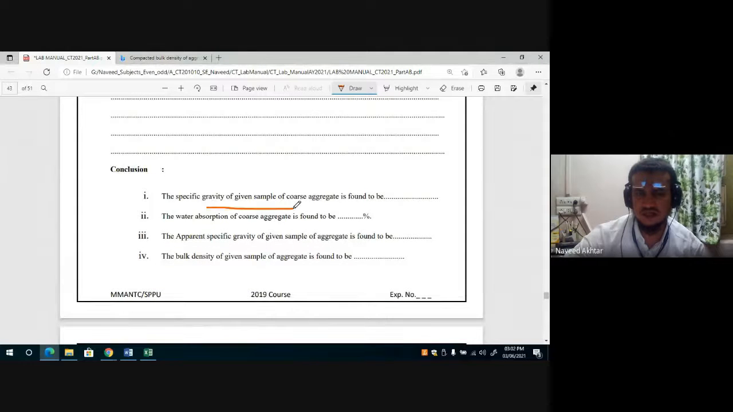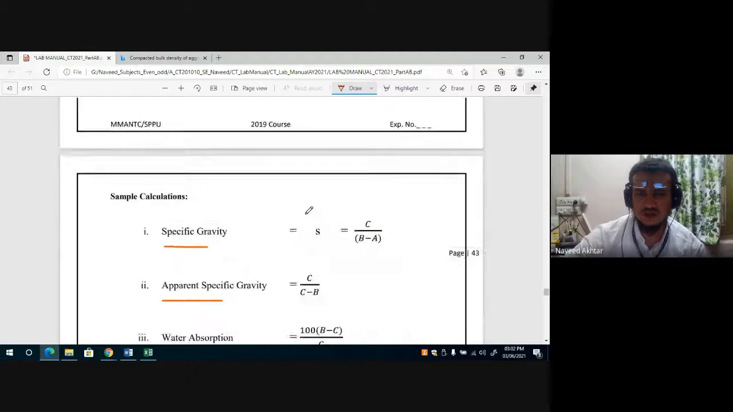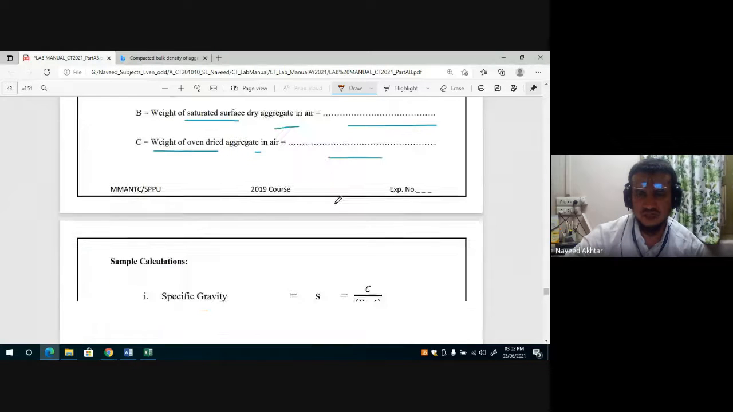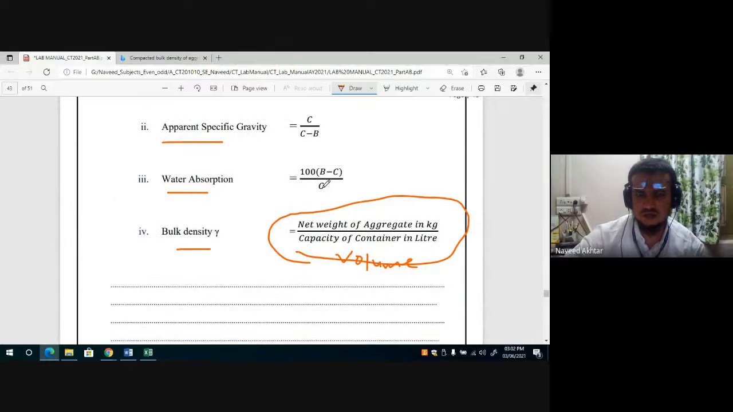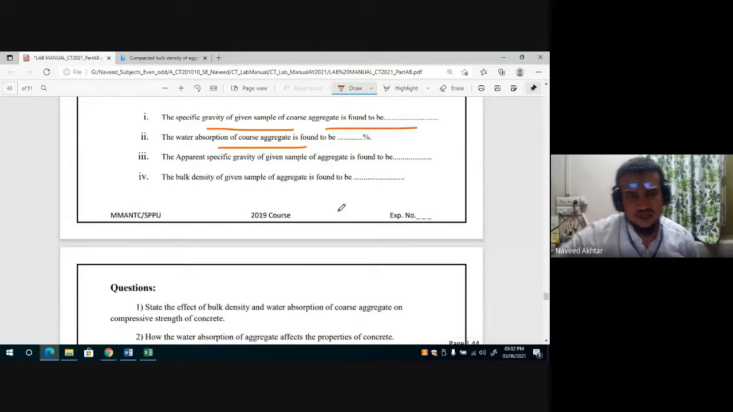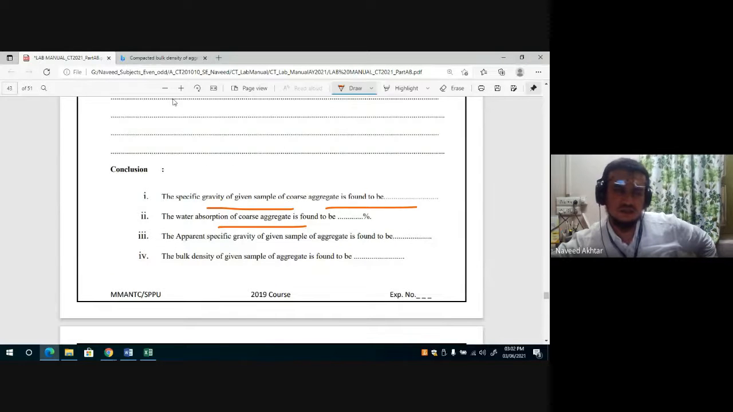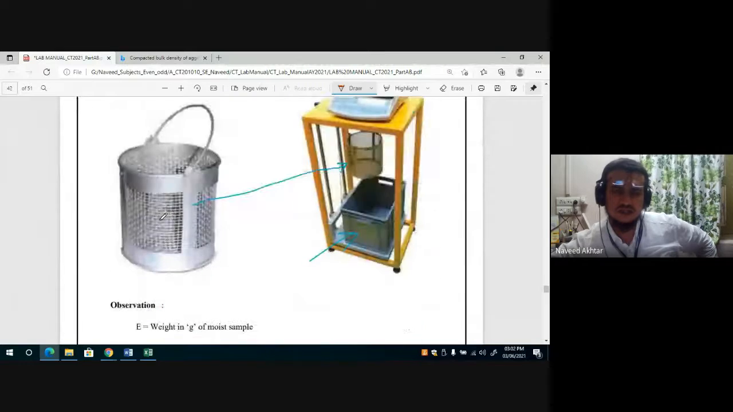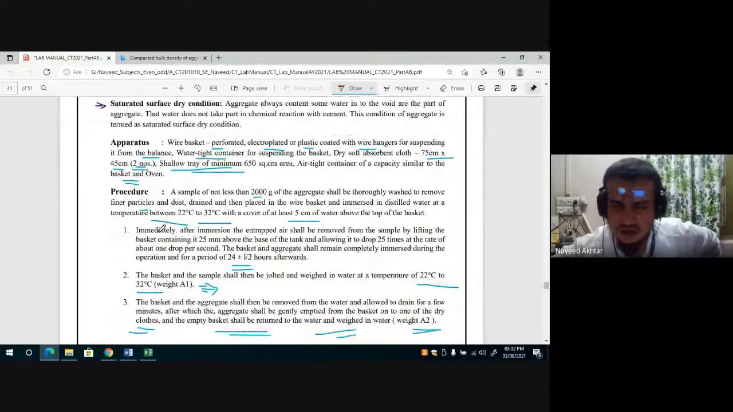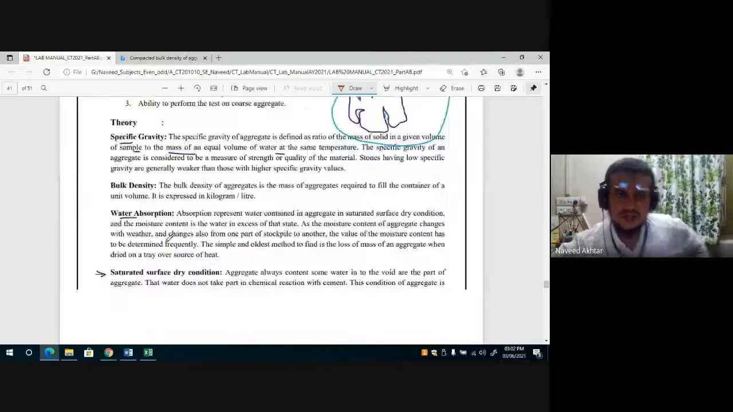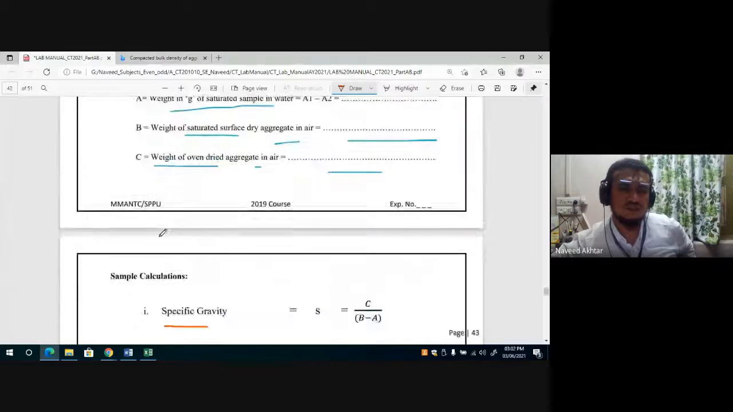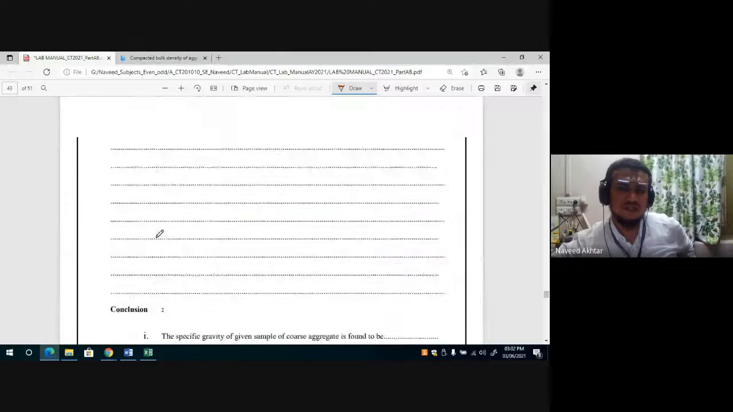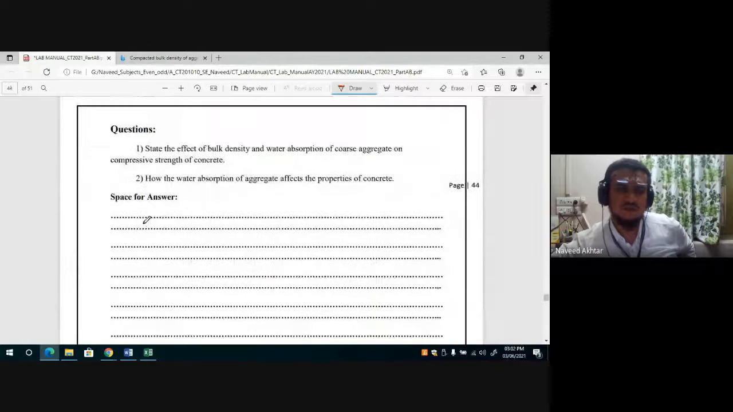Then you have to write the conclusion: the specific gravity of coarse aggregate and water absorption as you have calculated here. From this calculation you can write down the values in the conclusion here, and that's the lab work, where the specific gravity or density of coarse aggregate can be found out. Then the question answers you have to write down.